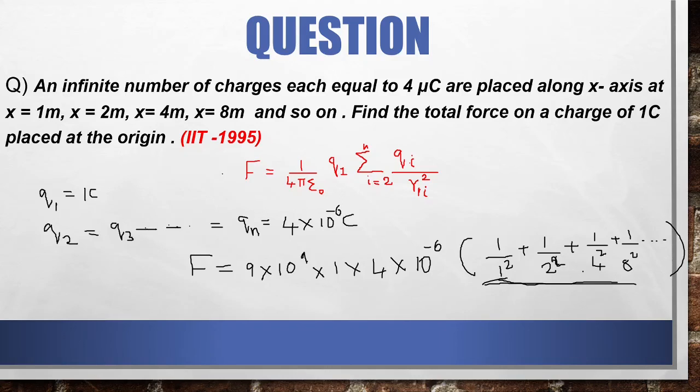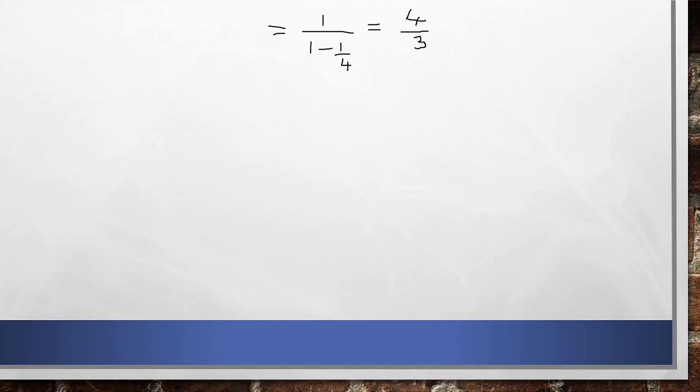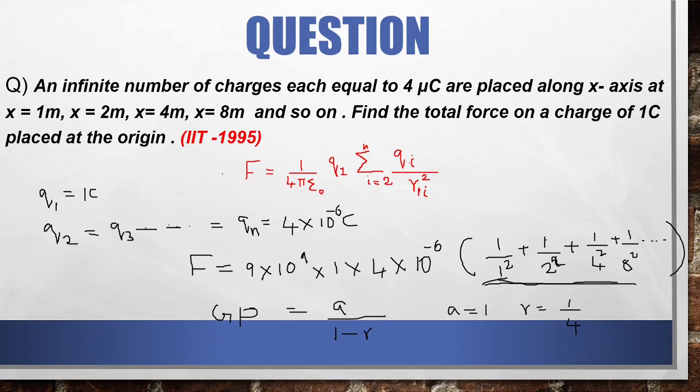The sum of a GP, geometrical progression, is A by 1 minus R, right? Where A is the first term and R is the common ratio. So here A is equal to 1, and R, the common ratio, is 1 by 4. Now let's apply this A and R in this equation and find the value for the GP series. So we will get the answer as 4 by 3. So this part we will get as 4, and this part we will get as 4 by 3.